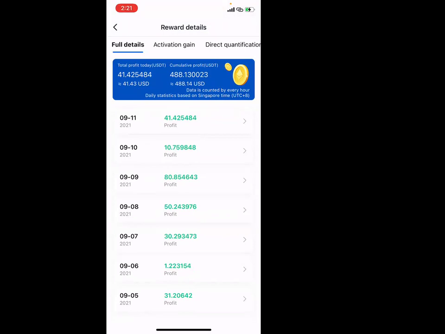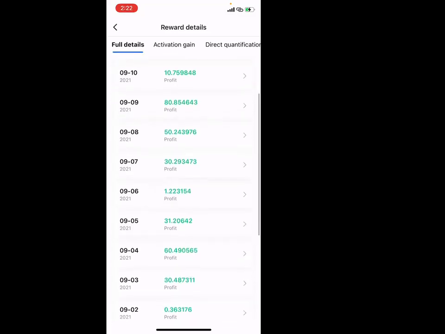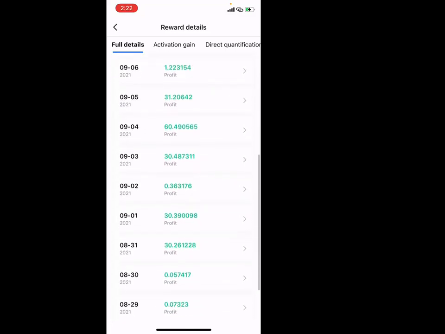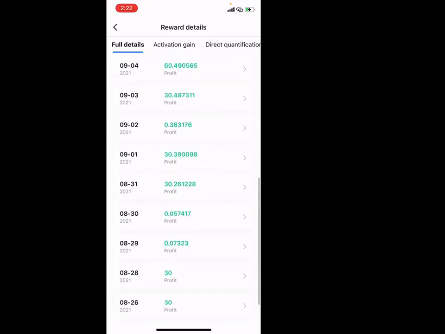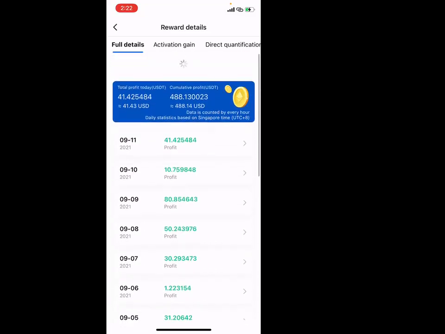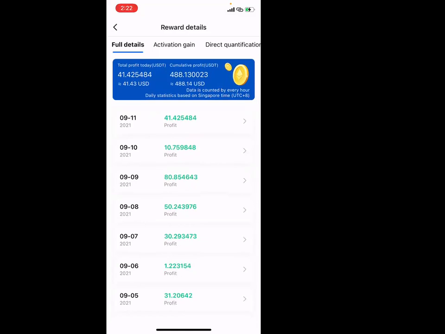Dates can lie, figures can lie. You can see that yesterday was $10.759. On the 9th was $80. On the 8th was $50. You can see that some days may even be $1. But my people, no matter how small the thing is, okay, it's coming. I've made over $488 and I'm just about 3 weeks old here. So it's very, very, very interesting.